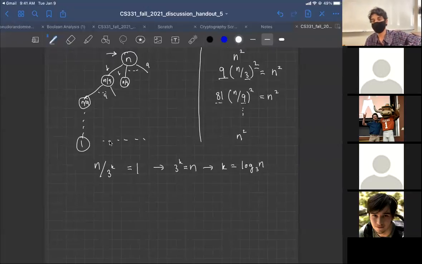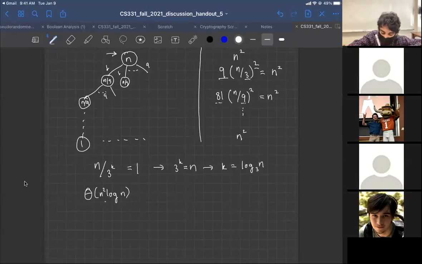But okay, right, so that's where we get the log n from. So there's log n levels. At each level, you do n squared work. So now we have theta of n squared log n. We don't have to put log 3 because remember log.